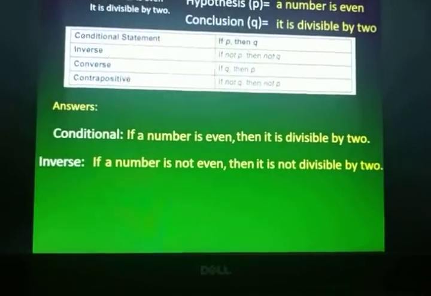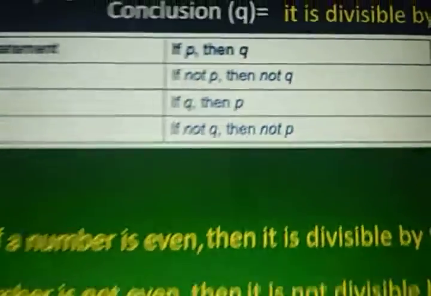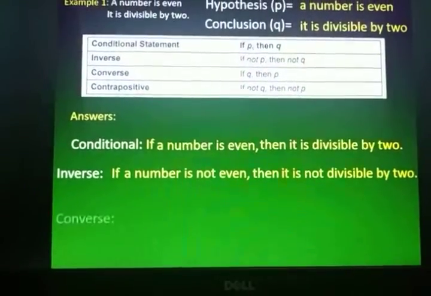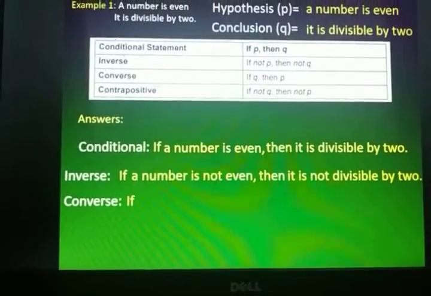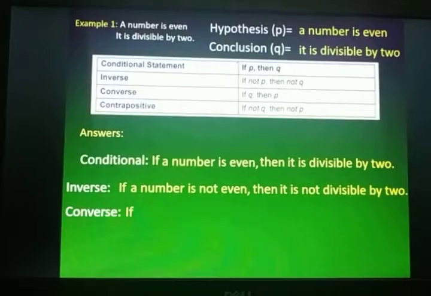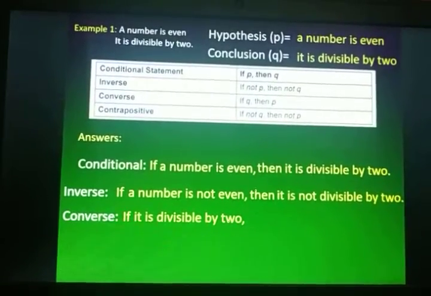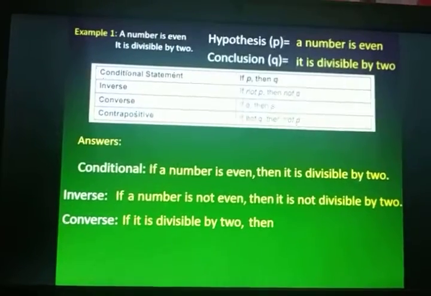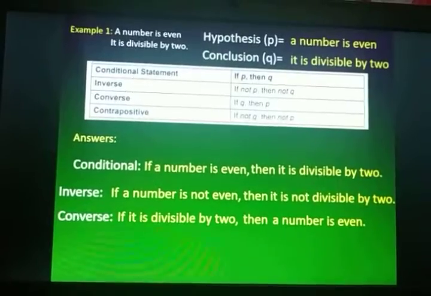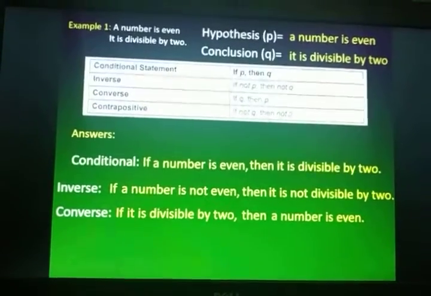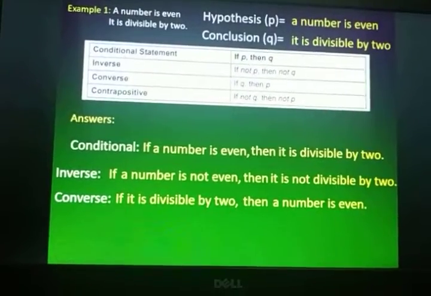Next, converse, following the pattern if Q, then P. Okay, our converse, the word if, then our conclusion, it is divisible by 2, comma, then our hypothesis, a number is even. Easy, right? If Q, then P. So our converse is, if it is divisible by 2, then a number is even.